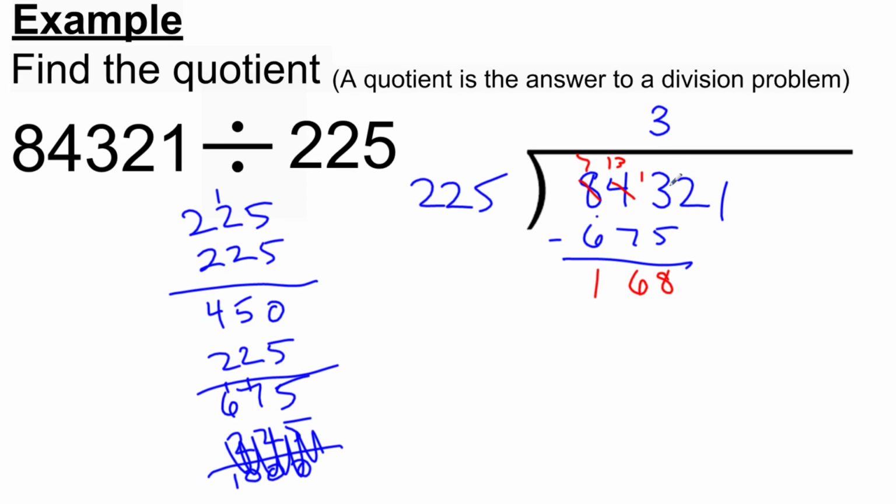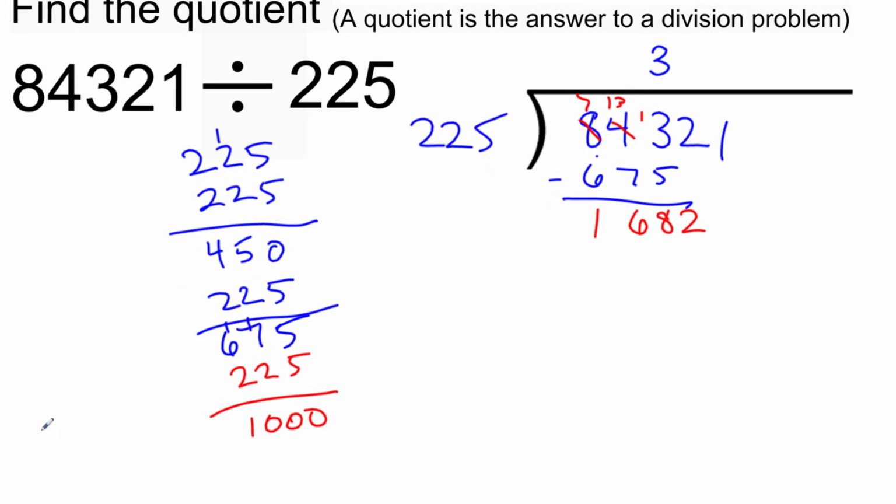I need to bring down my next digit, which is the 2, right? I went to 843. I'm going to bring down this 2. Okay? And it looks like 225 into 1,682. This one's a little bit more challenging. Right? So I'm going to go back here, and I already did 4 times, right? So I'm going to go to the end here and fix this. Right? We've already done this last 225, got us up to 1,000. Okay? And so now I just have to figure out how many more 225s do I need to add.